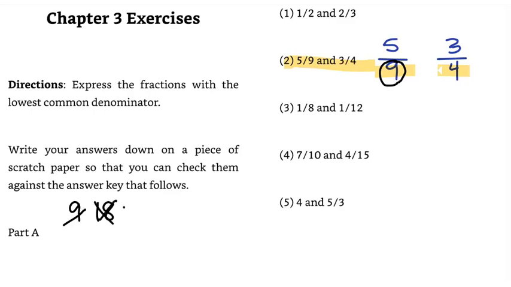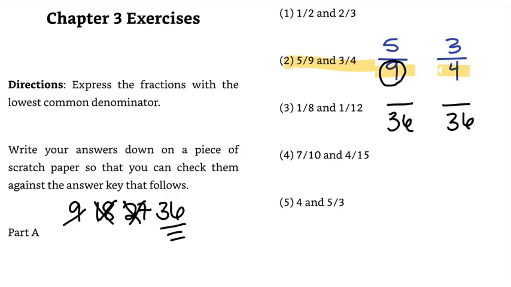The next multiple of 9 will be 27. Is 27 a multiple of 4? No, it is not. Let me keep going. My next one would be 36. Is 36 a multiple of 4? Yes, it is. Because this is the very first multiple of 9 that 4 also shares, 36 would be our lowest common denominator. Okay, once again, we could rewrite these fractions with a lowest common denominator of 36.